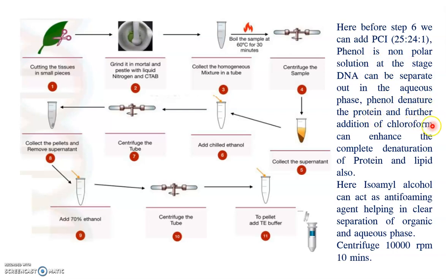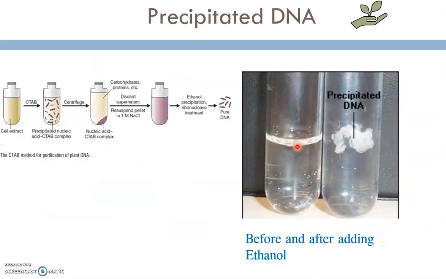Phenol denatures the protein, and further addition of chloroform can enhance the complete denaturation of protein and lipid also. Here isoamyl alcohol can act as an anti-foaming agent, helping the clear separation of organic and aqueous phase. If we add the PCI, then we have to centrifuge the complete extract at 10,000 rpm for 10 minutes and then we will take the supernatant, and here the debris will be the extra proteins and some other macromolecules. Most of the co-workers use this PCI solution.